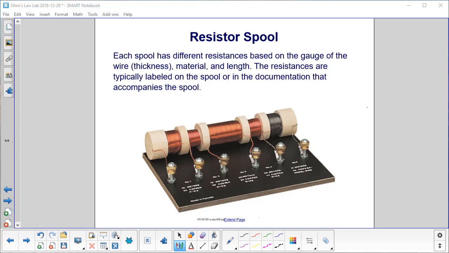Each spool has different resistances based on the gauge of the wire, which is its thickness, so that would be the A term in your resistance formula, the material, that would be your rho, the resistivity, and the length. The resistances are typically labeled on the spool or in the documentation that accompanies the spool. So obviously you can get one resistance by going here out to your circuit, but you know what? Then you could also go from here to here, then connect up to the next one, pick that one up, and then go out this way. So you could add them in different ways depending on how you're hooking up your wires.